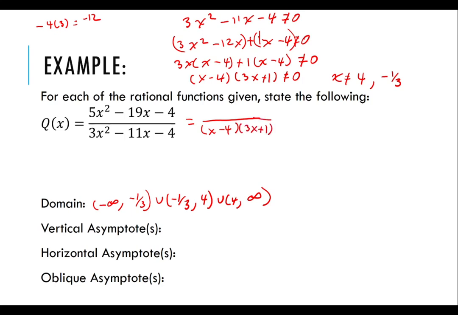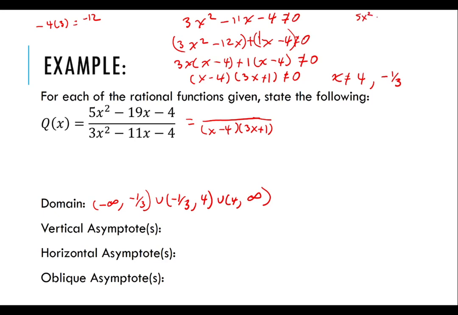But to confirm that our domain restrictions are or are not vertical asymptotes, I need to factor the numerator as well. And so I see that that's 5x squared minus 19x minus 4. Negative 4 times 5 is negative 20. Two numbers that multiply to give me negative 20 and sum to be negative 19. Those are negative 20 and positive 1.